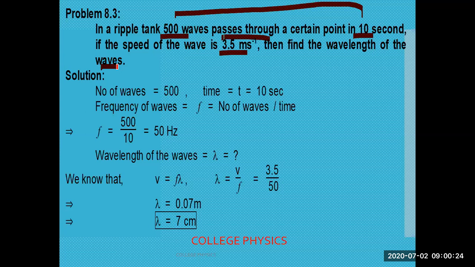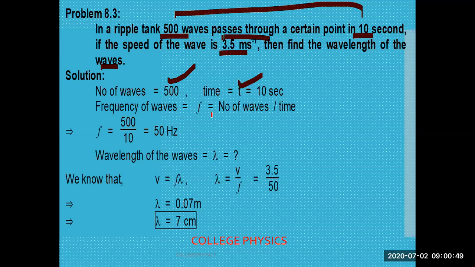It's very much similar to the last one, but this time the speed of the wave is given and you are asked to calculate the wavelength. In the last problem you learned, the wavelength was given and you were asked to calculate the speed of the waves. Here the number of waves is 500, passing in 10 seconds.